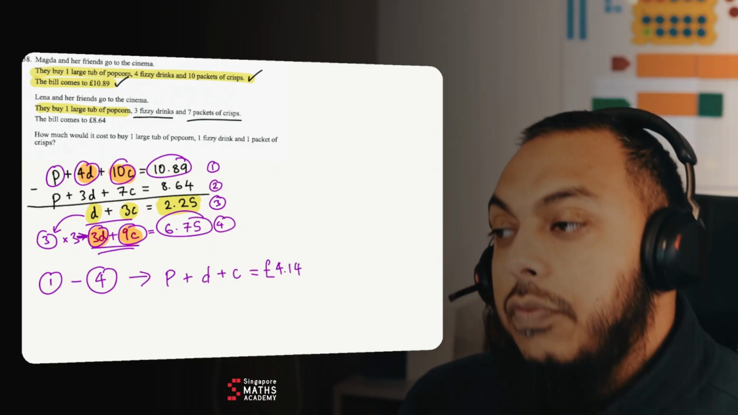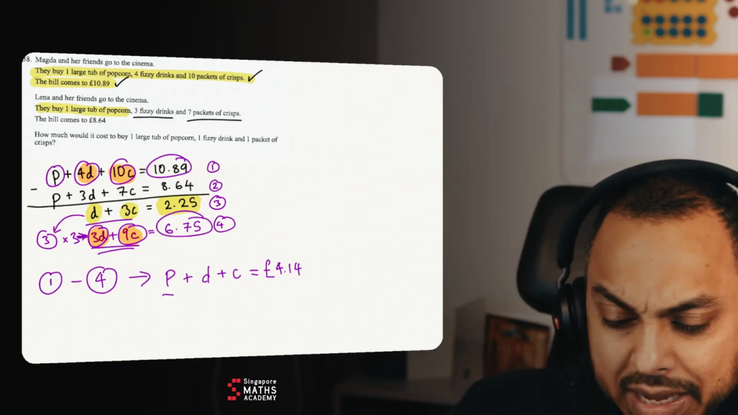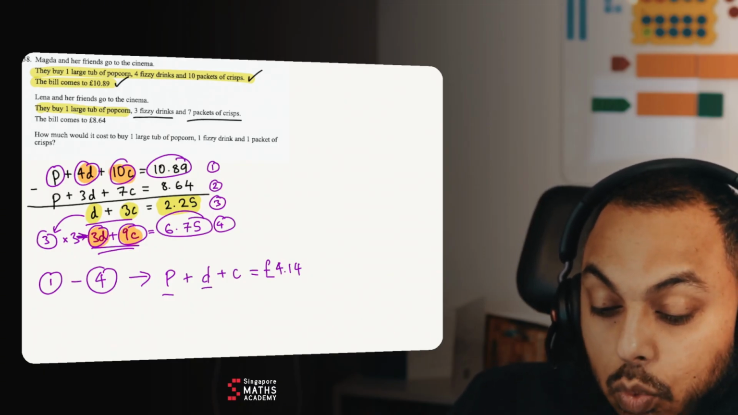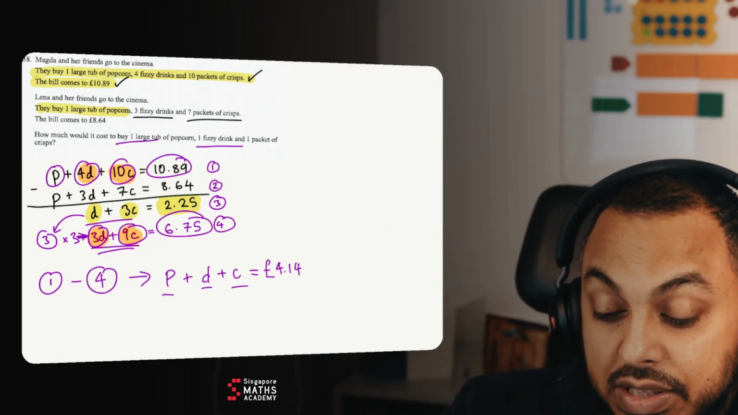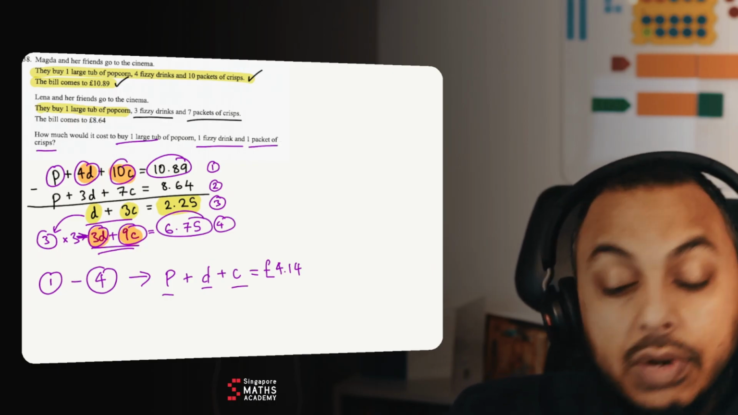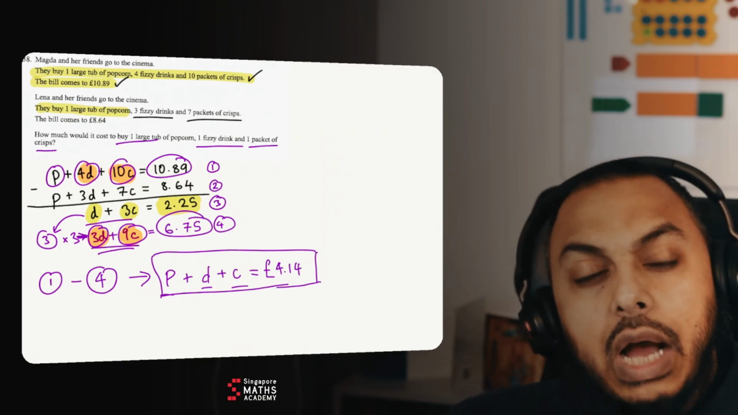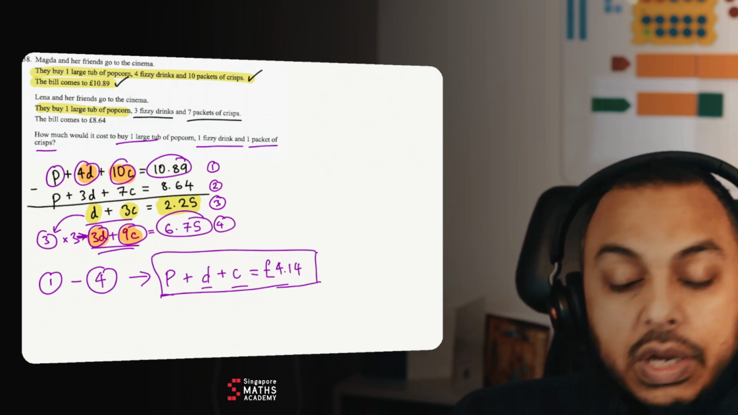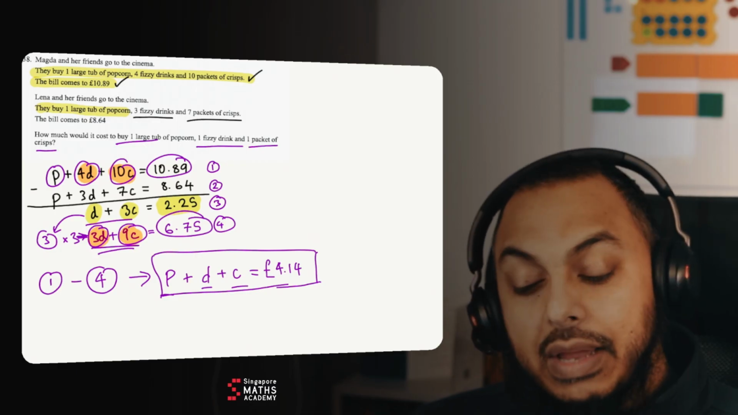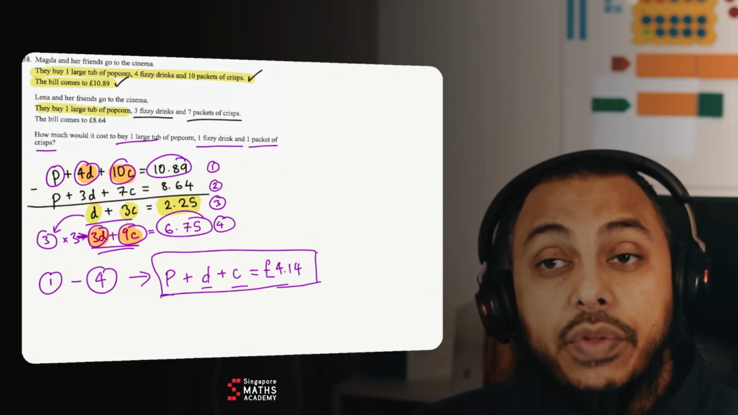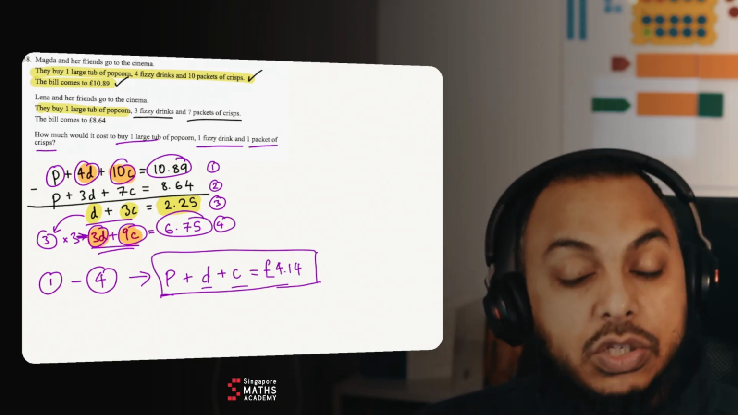£4.14. Yeah. So £4.14 is what one popcorn, 1 drink, and 1 crisp costs. And the question is, how much does 1 large tub of popcorn, 1 fizzy drink, and 1 packet of crisps cost? Right? So I didn't need to individually work out how much popcorn costs, or a drink, or a crisp. But sometimes with these questions, they make it tough for you to work out individually what they are, but they make it easy for you to work out one of each, right? How much one of each costs altogether.